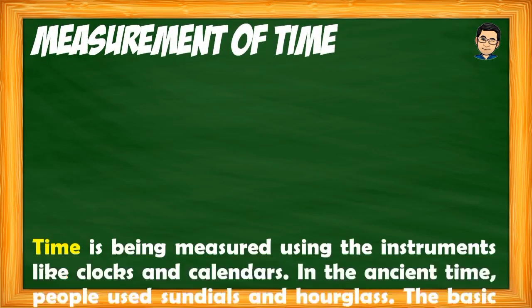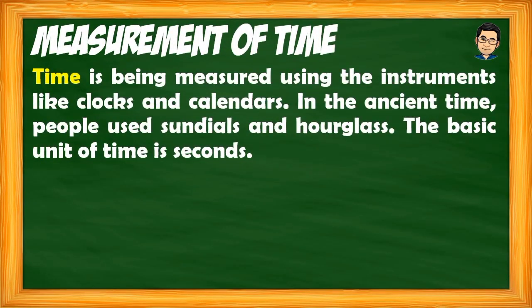So, measurement of time. Time is being measured using instruments like clocks and calendars. In the ancient time, people used sundials and hourglass. The basic unit of time is seconds. So, since modern times na tayo ngayon, yung mga instruments na ginagamit natin sa pag-measure ng time are clocks and calendars. Pero nung unang panahon, sundials and hourglass lang po ang ginagamit sa pag-determine ng time. And then, yung basic unit ng time natin is seconds, segundo.